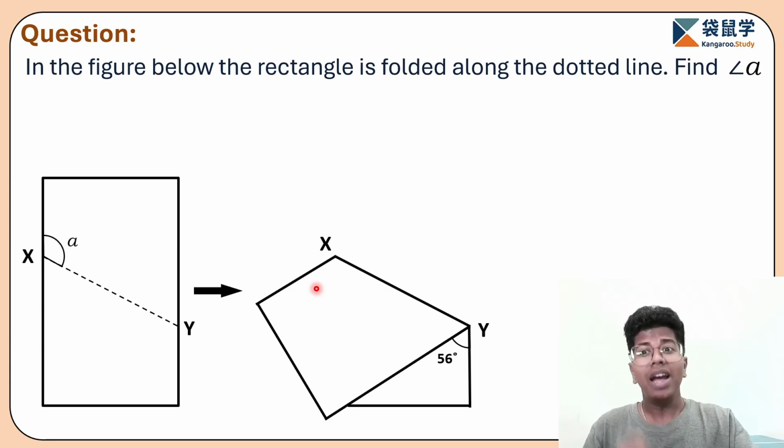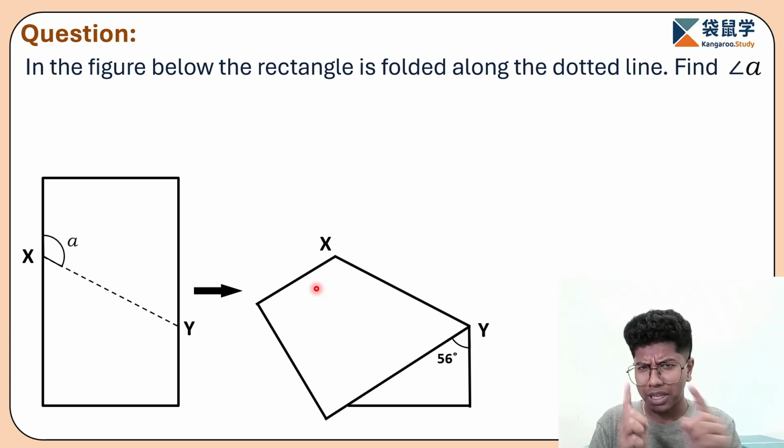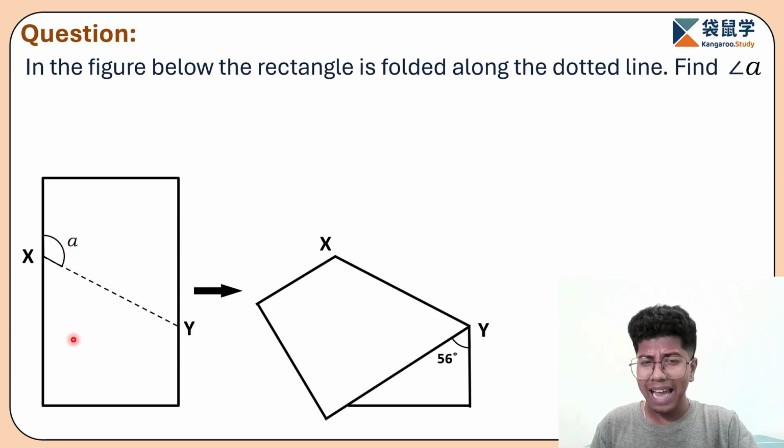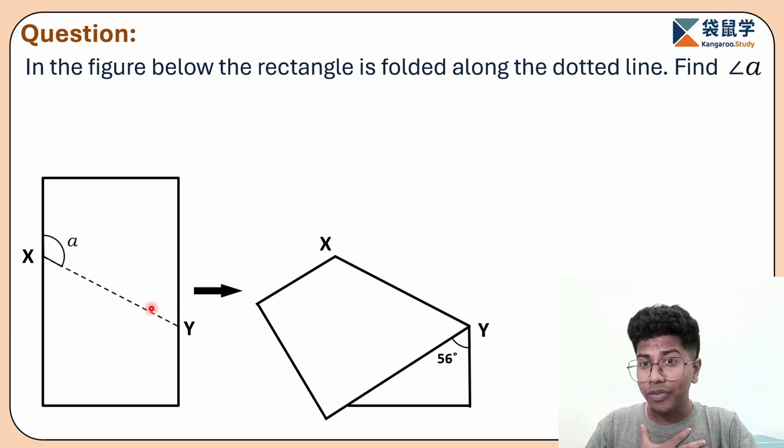So let's try to understand the topic using a simple question. The question says, in the figure below, the rectangle is folded along the dotted line. We need to find out angle A. Here, if you observe, I have a rectangle and it's folded from this dotted line XY. We need to find out this angle A.